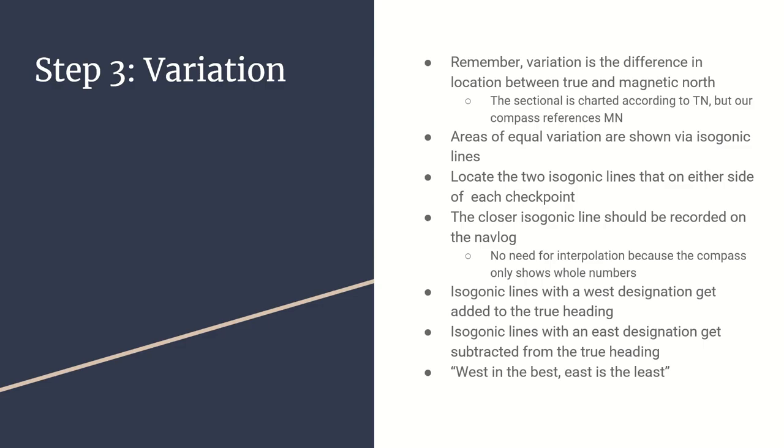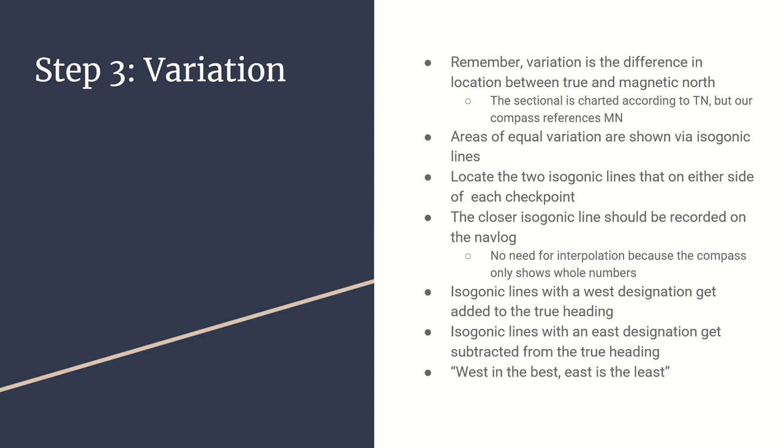All right, the next thing to consider is the variation. So remember, variation is the difference in location between true and magnetic north. True north is what we understand to be the geographic North Pole. That is literally the top of the globe. And magnetic north is what our compasses point to. So if we were anywhere near the North Pole, you would find that if you followed your magnetic compass, it would not lead you to the actual geographic North Pole.